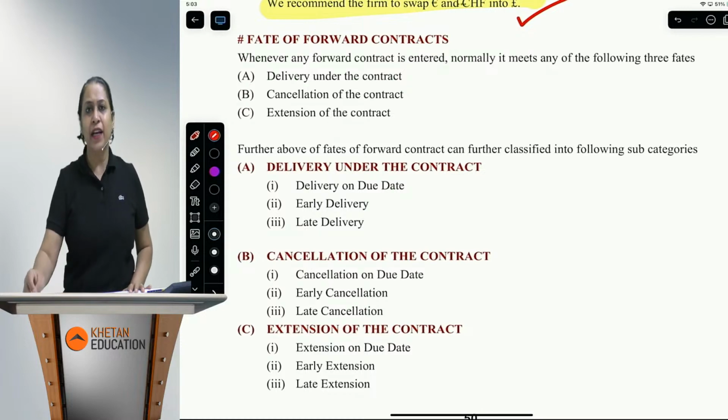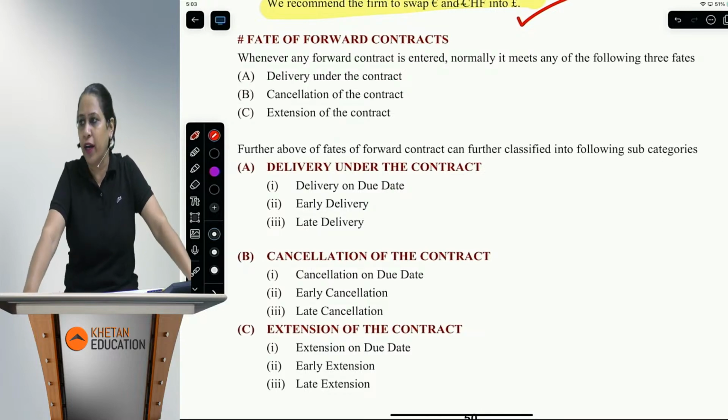Fine. So basically, guys, whenever you enter into a forward contract, I mean, I think hardly anybody is attending live. Correct, guys? There are only 4 people out there, imagine.